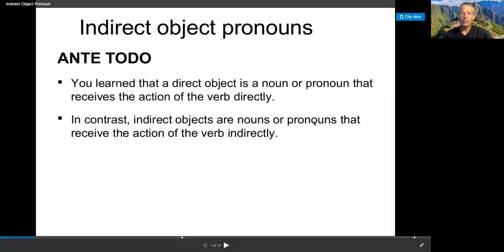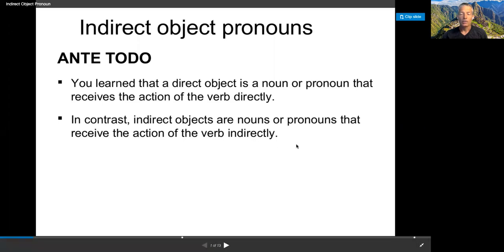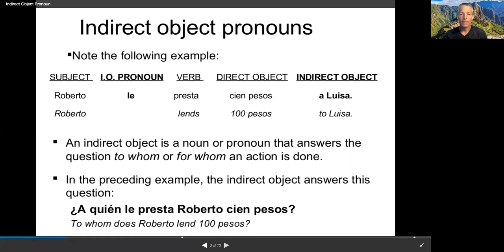First of all, going back to direct objects, you learned previously that a direct object is a noun or a pronoun that receives the action of the verb directly. In contrast, an indirect object or an indirect object pronoun receive the action of the verb indirectly, and you'll see this through examples. Note the following example. Roberto le presta 100 pesos a Luisa. Roberto lends 100 pesos to Luisa.